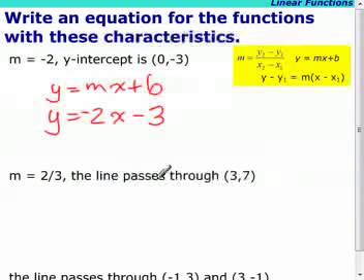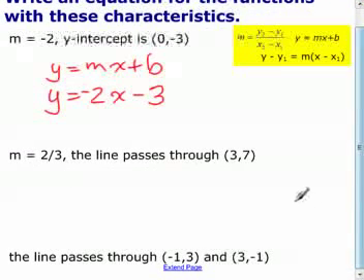Oh, this one just gives me a line that passes through (3, 7). It doesn't give me the y-intercept. I wonder if one of these will help me up here. I know my slope, so I don't really need to use this one. How about this one? Okay, it gives me a point.